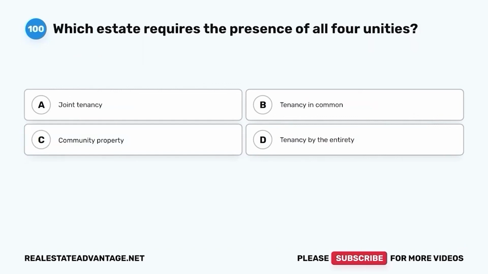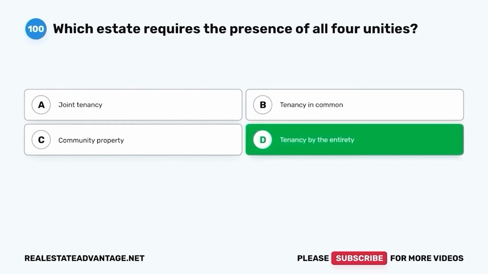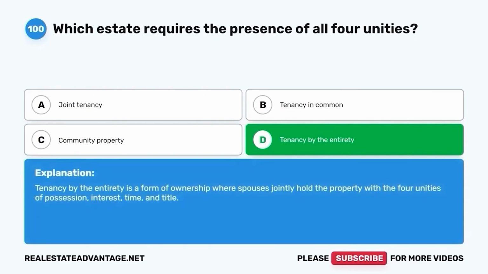Question 100. Which estate requires the presence of all four unities? A. Joint tenancy. B. Tenancy in common. C. Community property. D. Tenancy by the entirety. The correct answer is D. Tenancy by the entirety. Tenancy by the entirety is a form of ownership where spouses jointly hold the property with the four unities of possession, interest, time, and title.